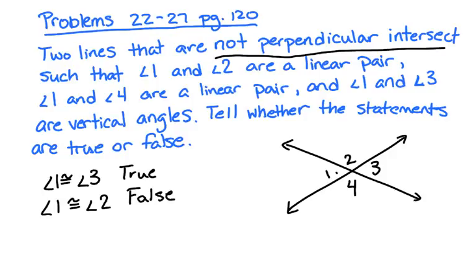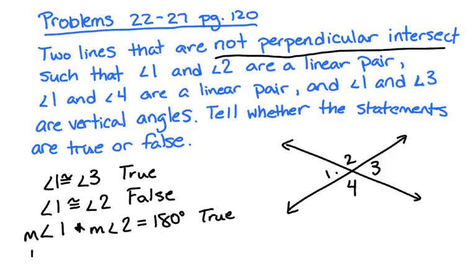Okay, you may have another statement that deals with supplementary angles. Remember, linear pair, they're supplementary. So you can have a statement that says the measure of angle 1 plus the measure of angle 2 equals 180 degrees. Well, linear pair means that these angles are supplementary, so this right here is true, that these two angles add up to 180.